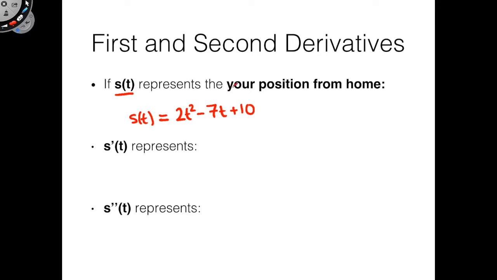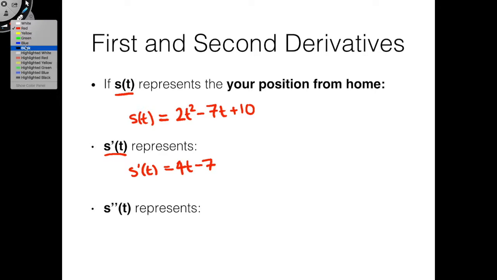And keep in mind, s of t represents position from home as a function of time, a function of t. Okay. S prime of t, let's talk about what that would be. If we just took the derivative of that function, s prime of t is equal to 4t minus 7, right? Now, what does this actually mean, though? What does this quantity mean? Let's talk about that for a second.